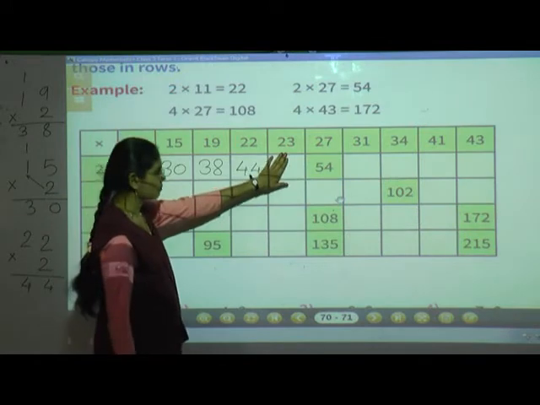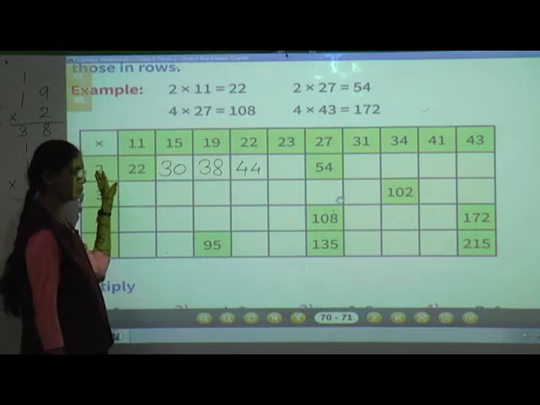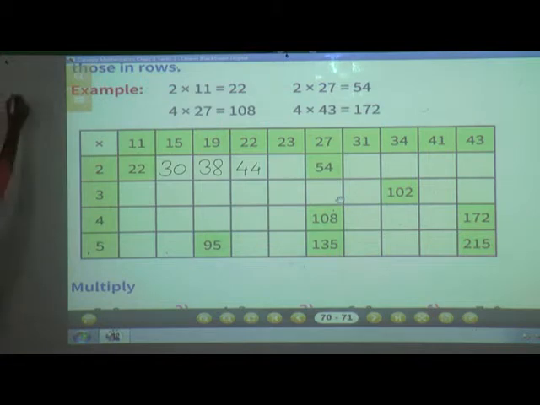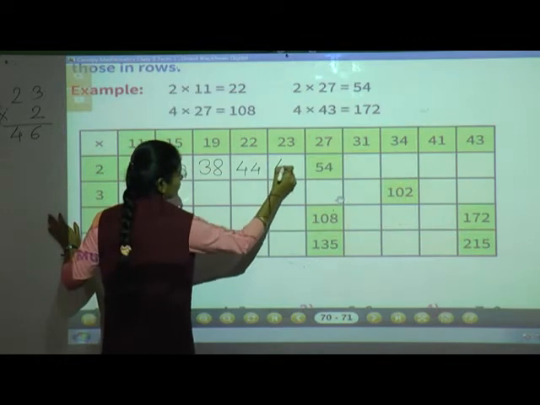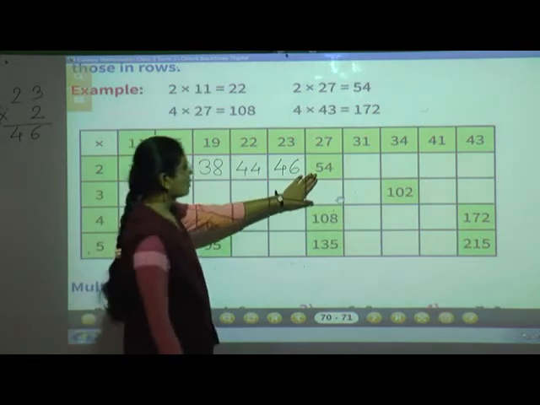Here 23 is there and here again 2 is there. So 23 into 2. Do the multiplication. 2 into 3 ones. 2 3s are 6. And here at the tens place 2 is there. So 2 into 2, 2 2s are 4. So 23 into 2 is equal to 46. Next, this answer they had already given us.